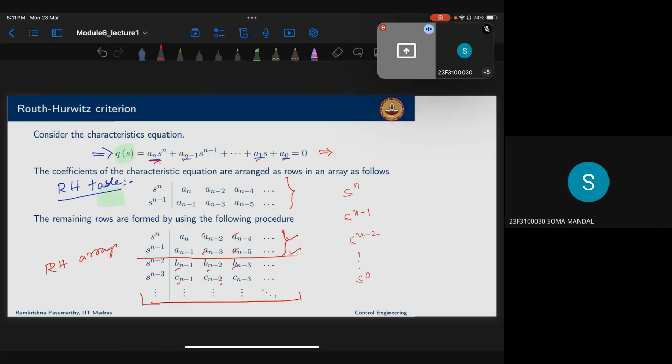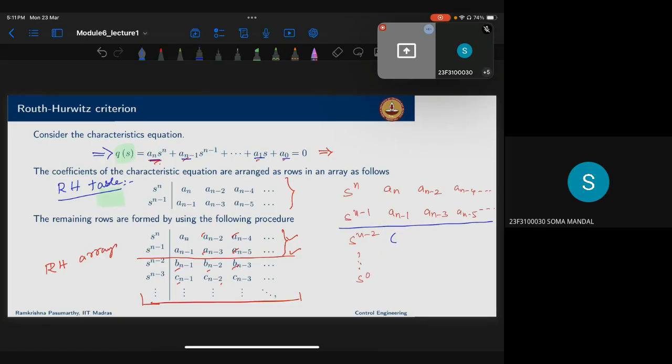First, we'll write all the powers of S. Then we'll write here an. The next coefficient goes here, an minus 1. The next coefficient goes here, and the next coefficient goes here, etc. Is this clear? Yes, sir. Clear. Okay. So first we will put all those coefficients in the first two rows.